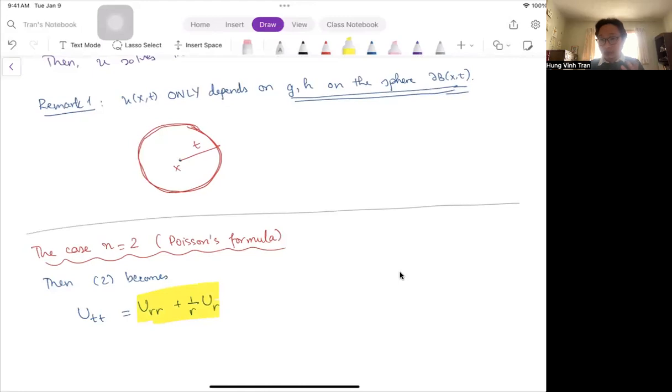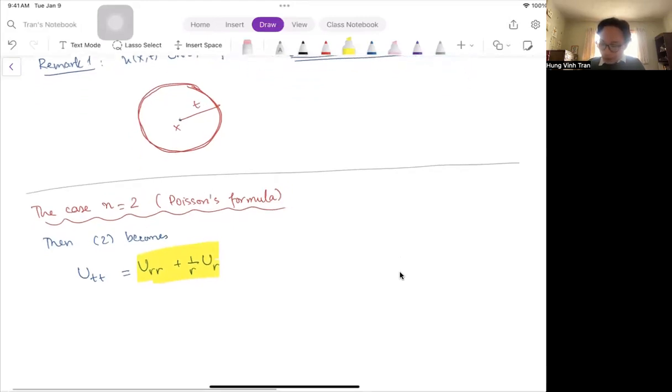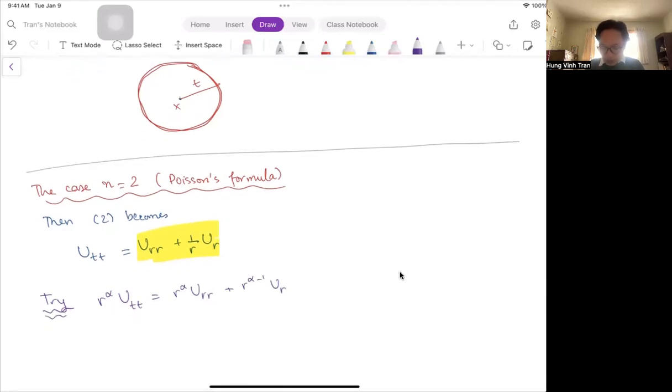I cannot do any trick to do the change of variable like earlier to reduce this to the usual wave equation. Maybe let me give you a try here. Let's try to do some change of variable to get to the usual wave equation. Like earlier, the way that we would think about it is that we would try to multiply r to the alpha to both of the sides, right? r to the alpha times u_tt equals r to the alpha u_rr plus r to the alpha minus 1 u_r. Okay, this is a try. I'm just trying to do it to show you that it doesn't work.